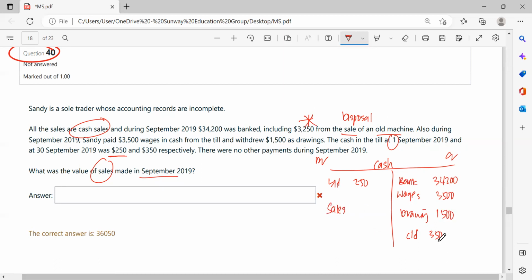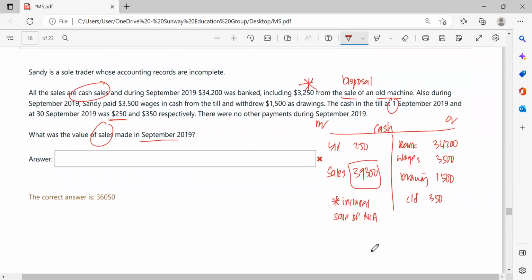Now you're supposed to find out the sales, because all the sales are cash sales. When you balance the account, the sales amount is 39,300. But please take note, this amount already included the sales of the old machine, the sales of NCA. If you want to find only sales, sales is selling to customers. When you sell your non-current asset, we don't put it in the sales account, we put it in the disposal account. Therefore, I should remove the 3,250 from the 39,500. So my sales to customers is only 36,050. This is the correct answer.